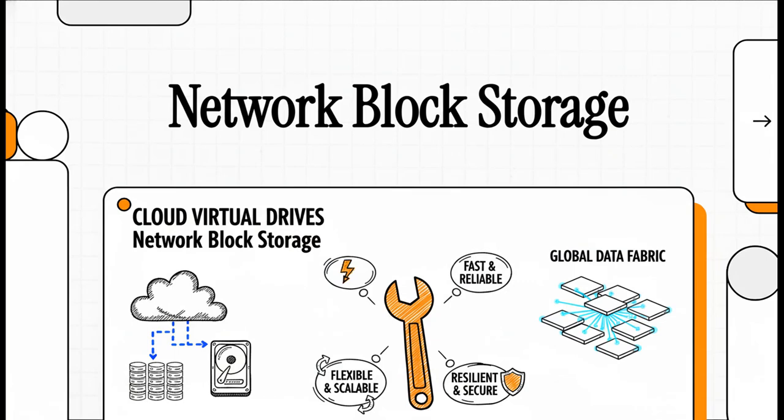All right, welcome to the Explainer. Today, we're going to pull back the curtain on one of the most important, but kind of invisible pieces of the modern internet. It's the engine behind almost every fast app you use, but you probably never even think about it. Yeah, we're talking about network block storage.